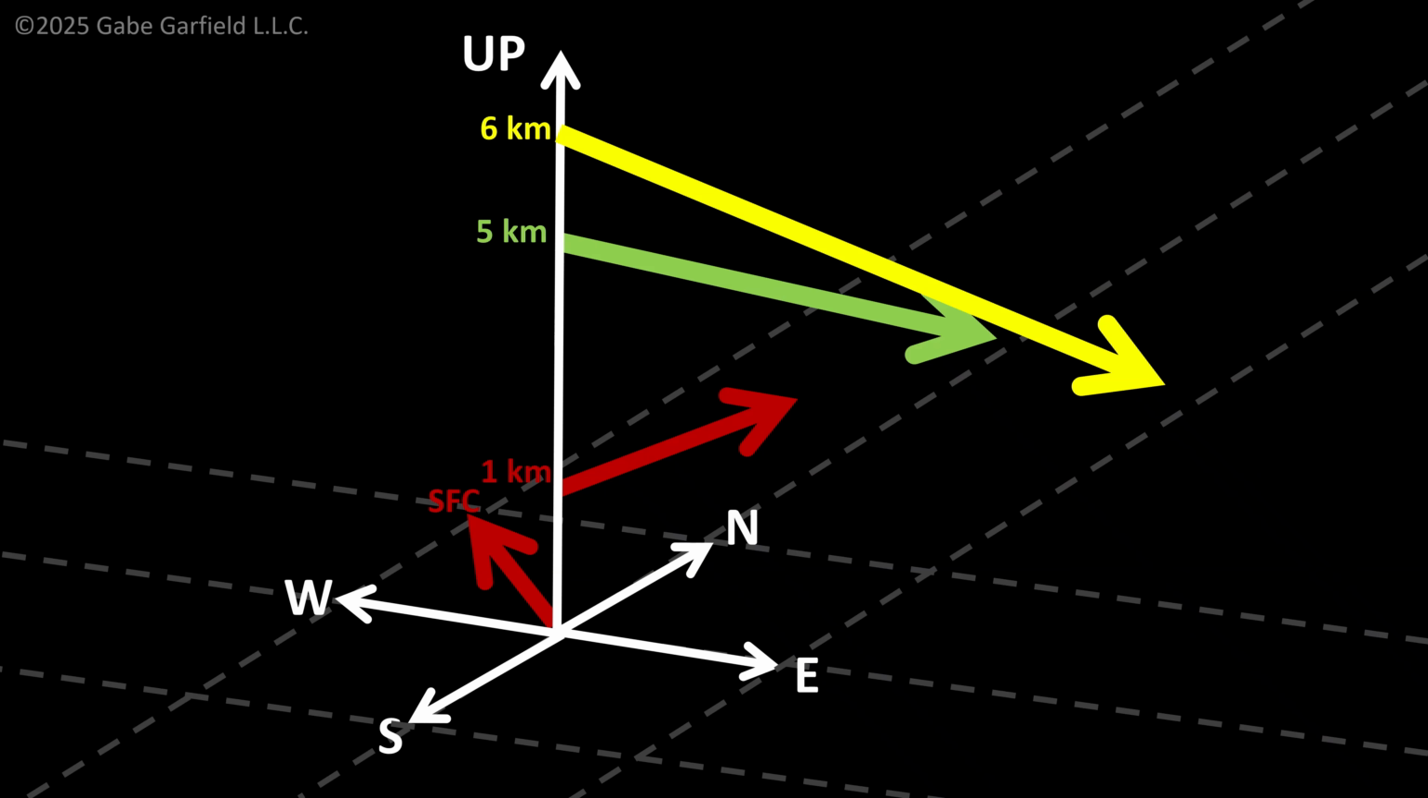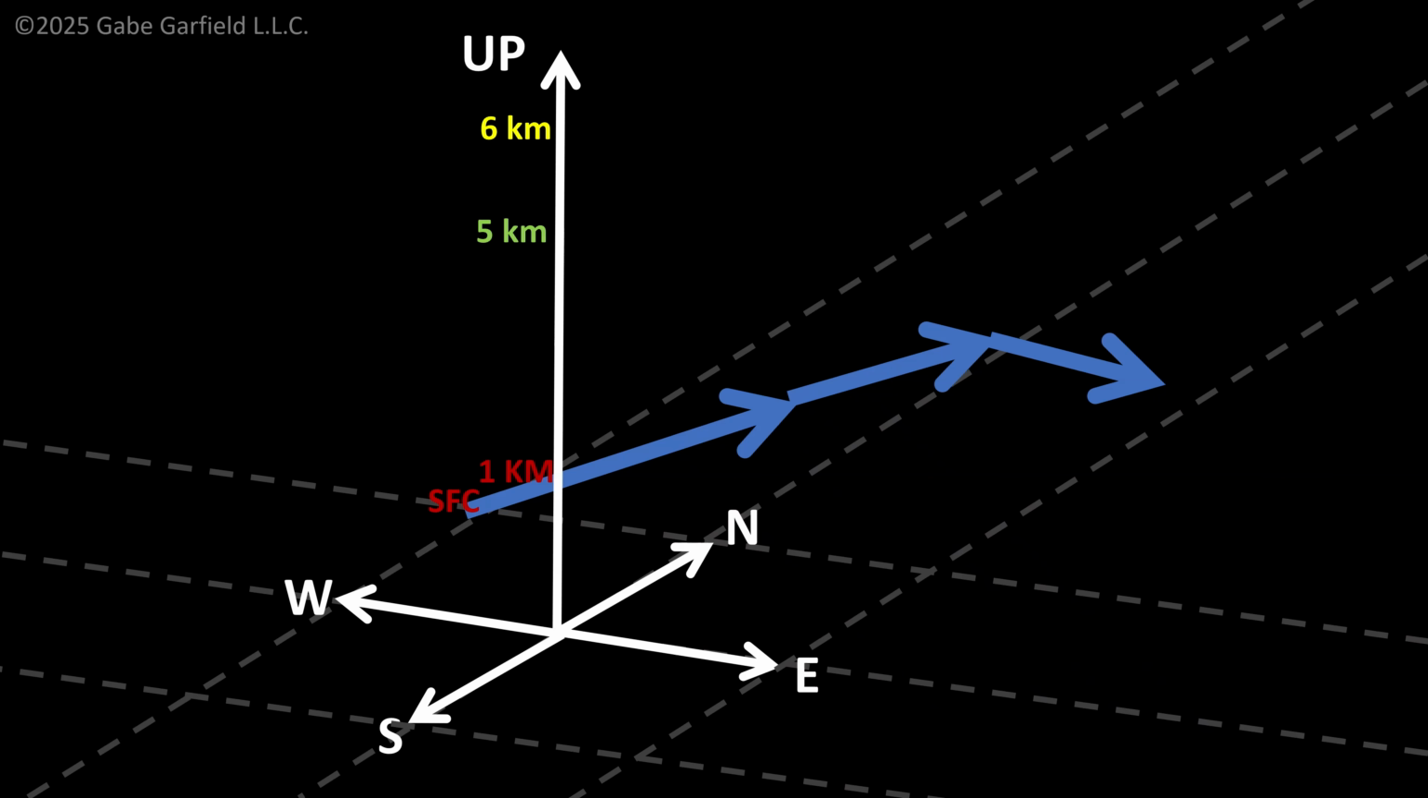So from surface to 1, we have this connection. From 1 kilometer to 5 kilometers, we have this connection. And from 5 to 6, we have this connection. And all of this together is the hodograph. And so let's drop the winds so we can see what that looks like. There's the hodograph in 3 dimensions.